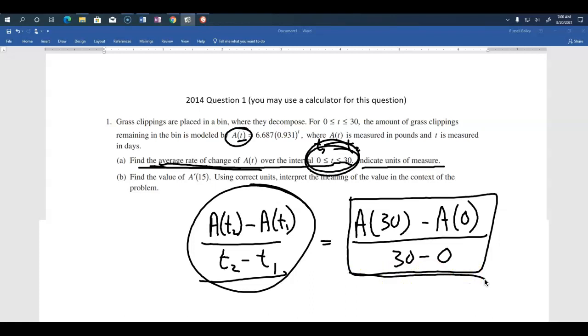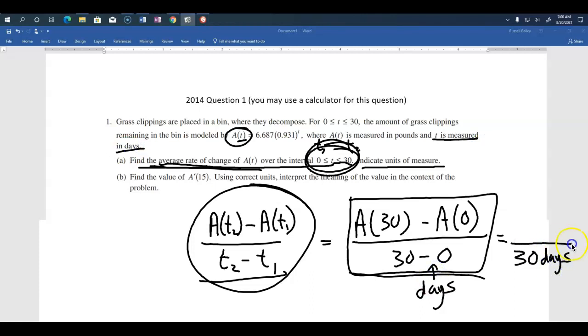Now, I can do the bottom pretty well. 30 minus 0 is just 30, right? And it's important to remember what these are. These are days on the bottom, right? It says t is measured in days. So I'm going to write days on the bottom here.